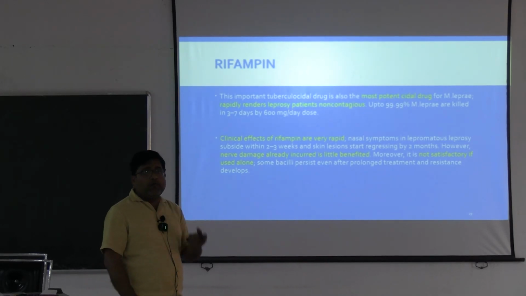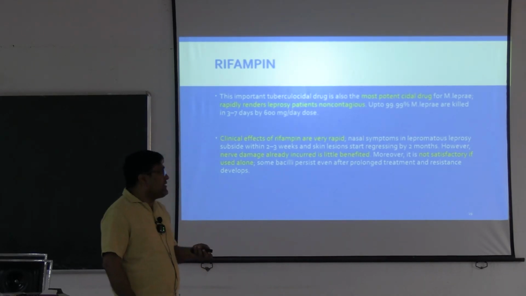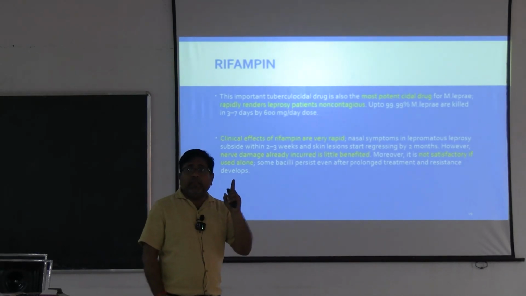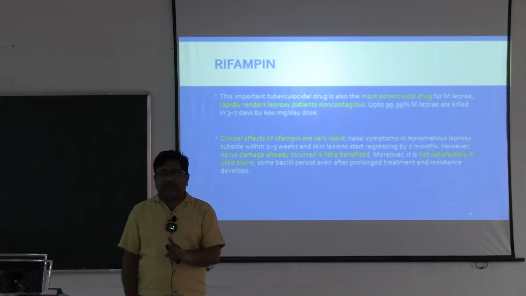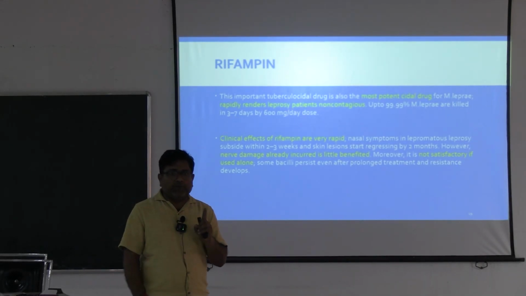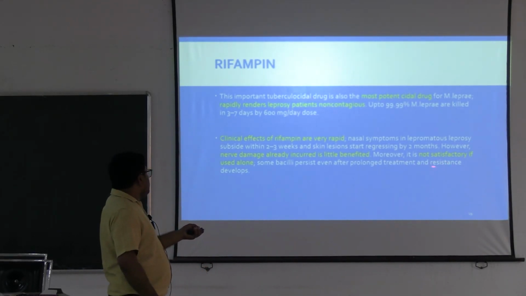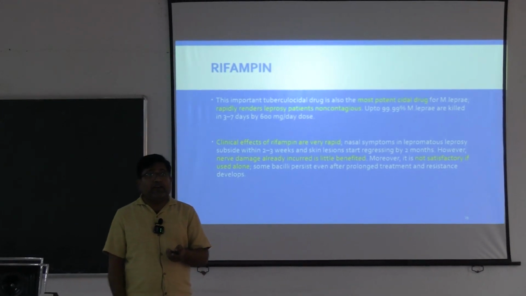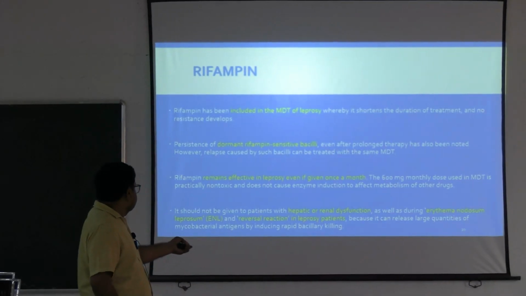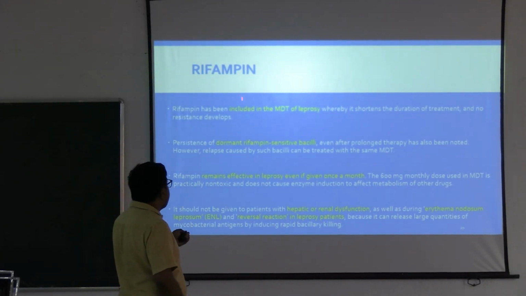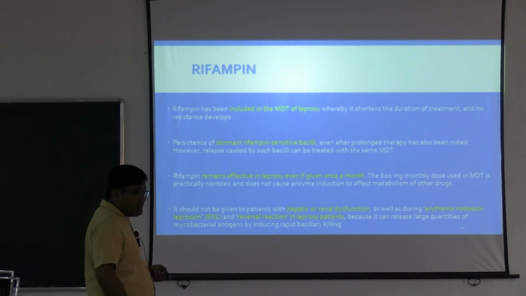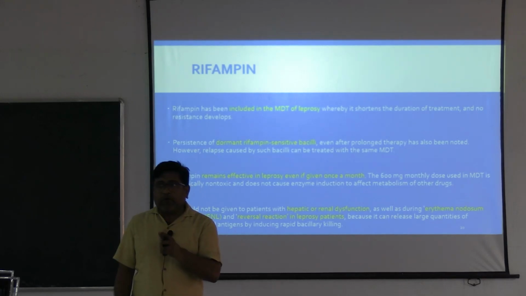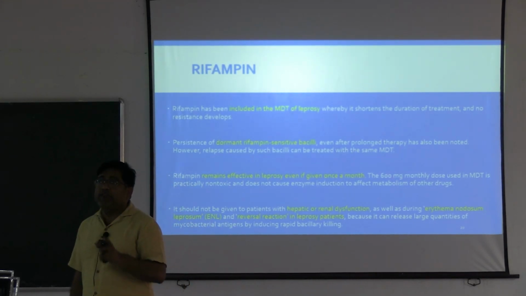Nasal symptoms go away by 2 to 3 weeks. The skin lesions start to disappear by 2 months. Nerve damage already incurred with the progression of disease is little affected by the use of rifampicin. Moreover, it is not satisfactory if used alone because of the risk of emergence of resistance. So it has been included as a part of multi-drug therapy of leprosy because of shortening the duration of therapy and inhibiting the development of resistance to the drug.